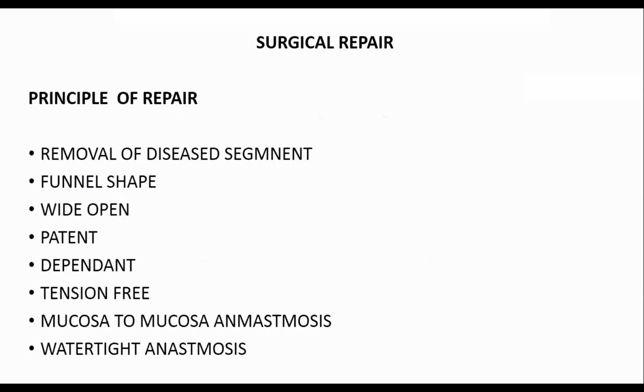Now coming to the surgical repair, the primary principle of the surgical repair is to remove the diseased segment of the ureter. It should be funnel shaped, wide open, patent, dependent, and tension free. It should have a mucosa to mucosa anastomosis, and the anastomosis should be watertight.